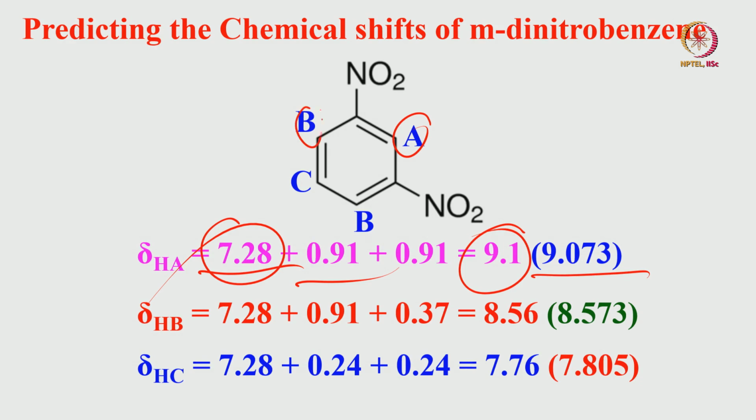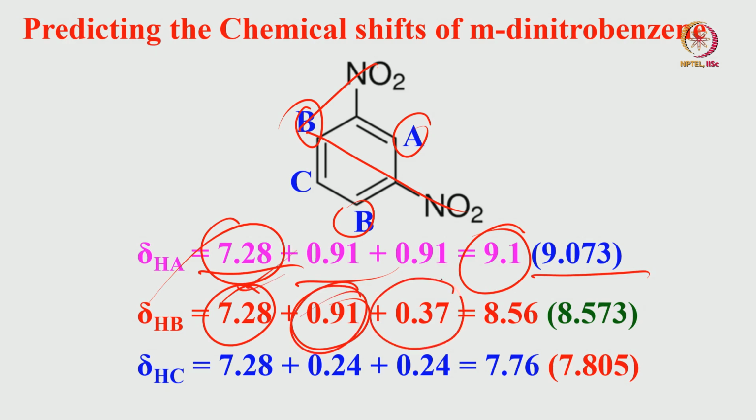Go to proton B now. Proton B, what will happen? If you take any proton, one is in the ortho position, the other is in the para position. This is the base value 7.28, the ortho position is 0.91, and then of course the para position is 0.37. That is the contribution to the chemical shift depending upon where it is. So I will take this proton, or even if you take this proton, this is ortho and this is para, so it does not matter, you can take whichever it is.